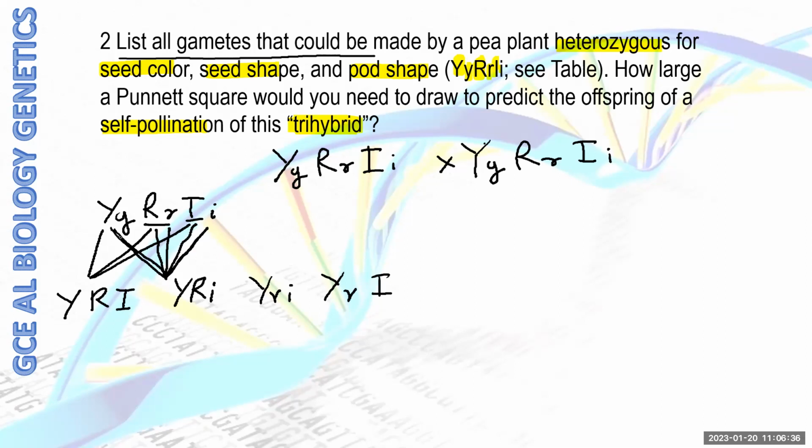So then we can start with simple Y, capital R, capital I, and simple Y, capital R, simple I, simple Y, simple R, capital I. Then the last, simple Y, simple R, simple I. So it is trying to combine 3 letters with all the possibilities, right?